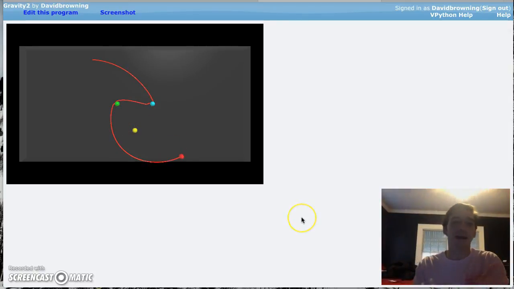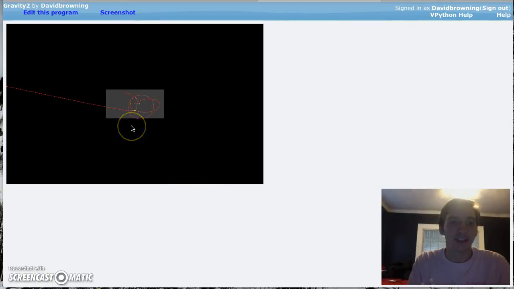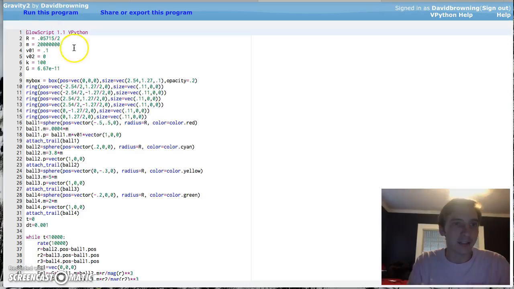And here's just one pattern. This is just a random pattern that happened to be the last one I wrote. And this one actually shot off. So that is that program.